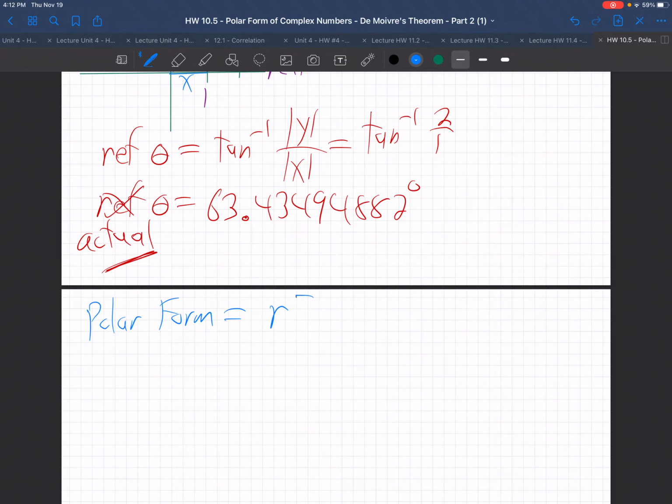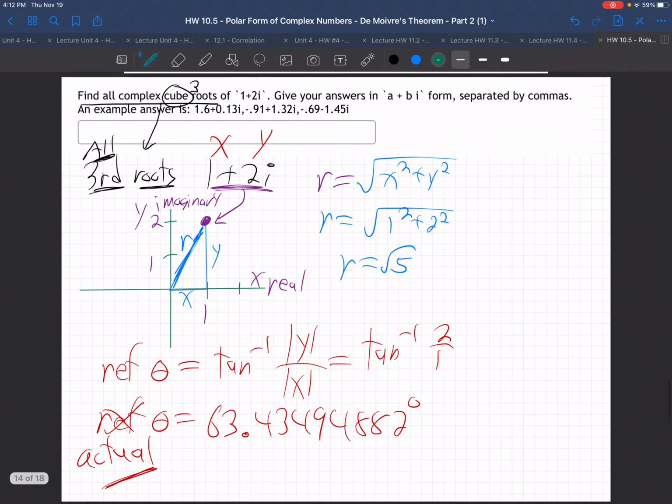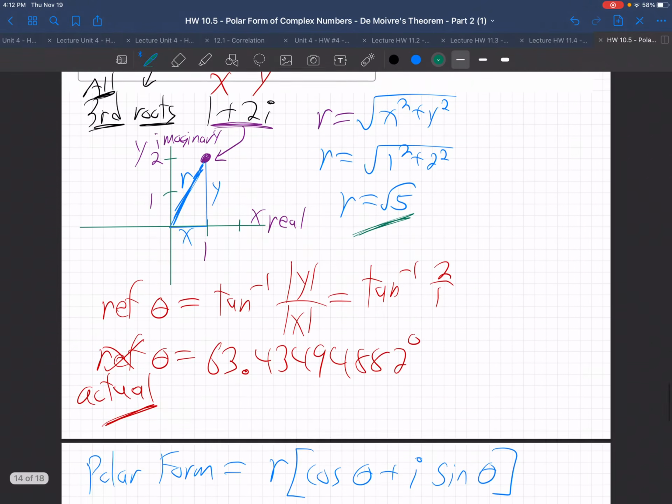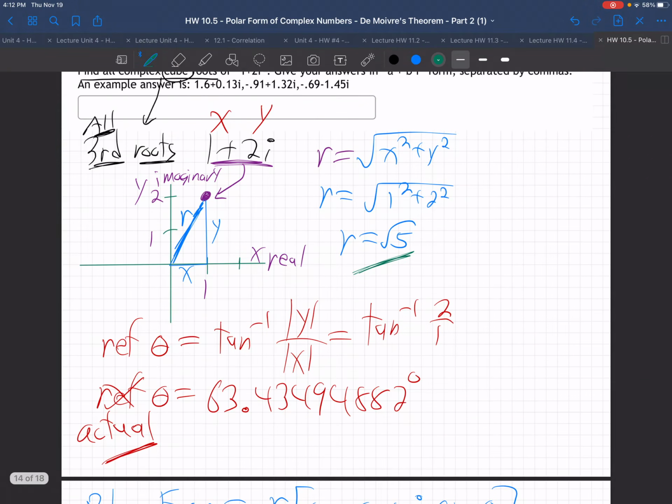Again is R cos theta plus i sine theta. So that's going to be R. What's our R? Square root of 5. Square root of 5.